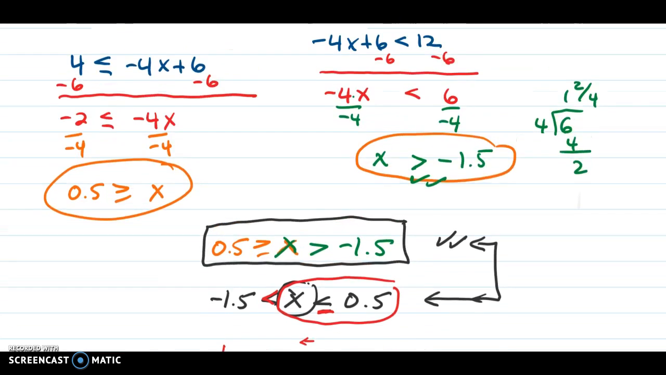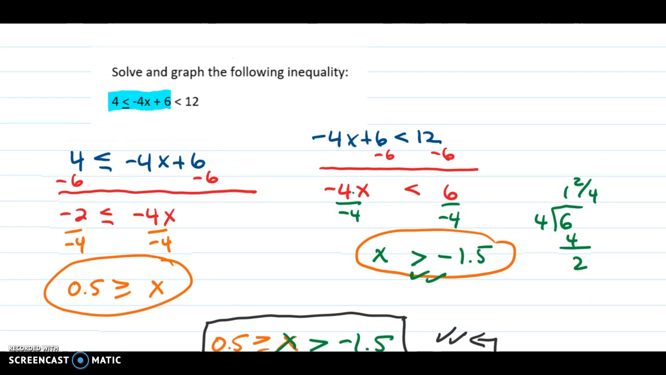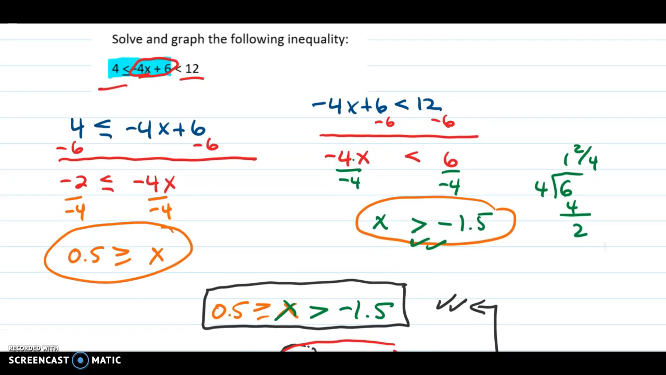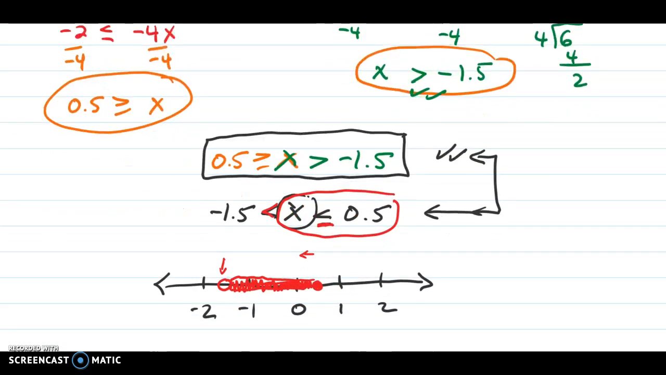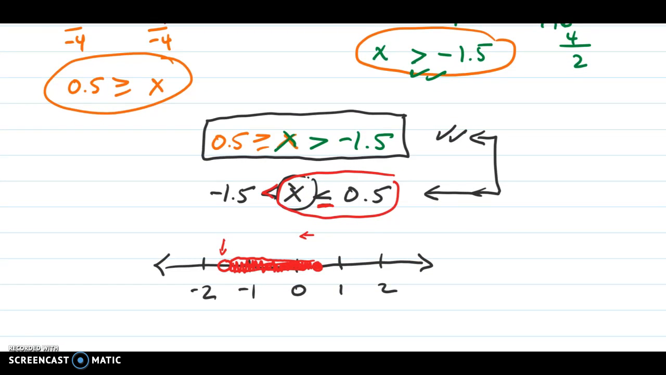So just to recap, if you get a compound inequality, first thing that you do is you take the middle part and write it with the right hand part first, and then with the left hand part, and you solve both using the same type of steps, and then last you graph it.